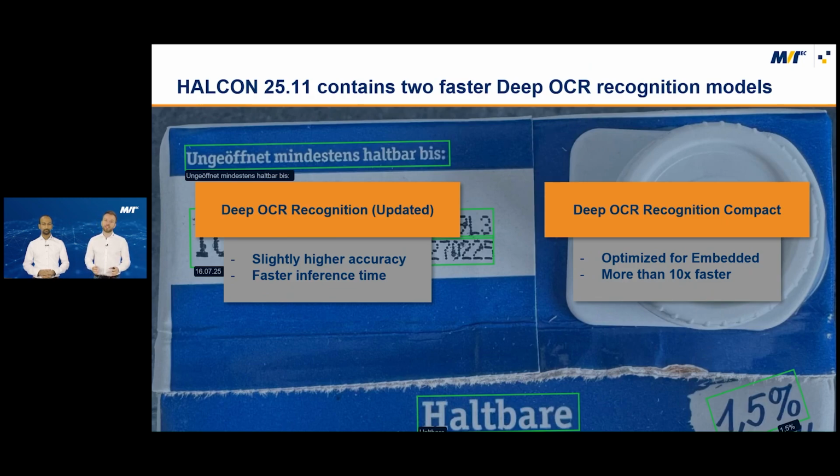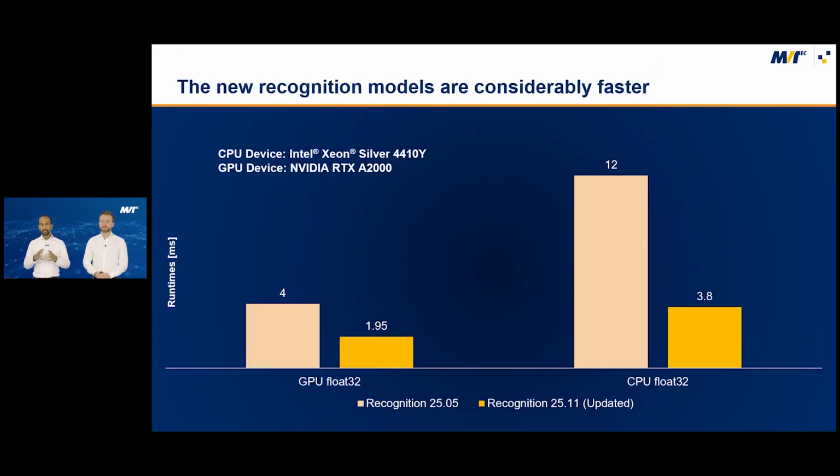Whenever you have a high-speed application and the existing Deep OCR might not be fast enough, you can now switch to the Deep OCR Compact to get an even shorter inference time. Let's have a look at the difference in inference times between the previous recognition model and the latest recognition model here. As you can see, the runtimes have decreased dramatically. It's faster by 2 times on GPUs and even more, up to 3 to 4 times on a CPU itself.